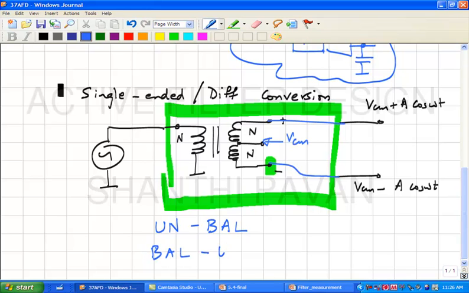BAL to UN. So, often all these things are called balloons. Now, nothing to do with BALLOON or BALON, whatever. So, this term balloon is used interchangeably for both the unbal and the balun.